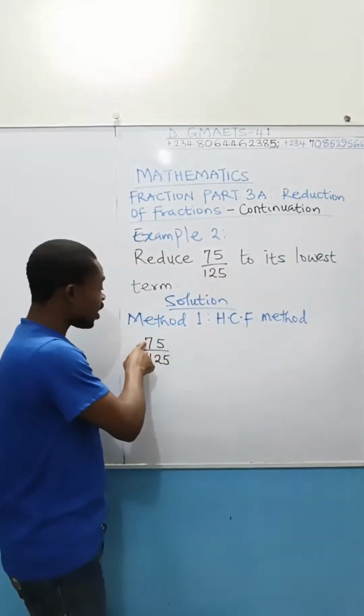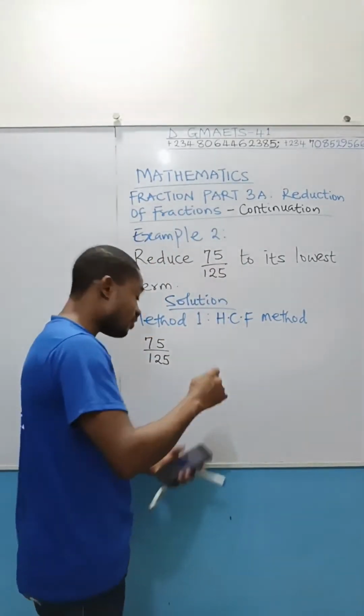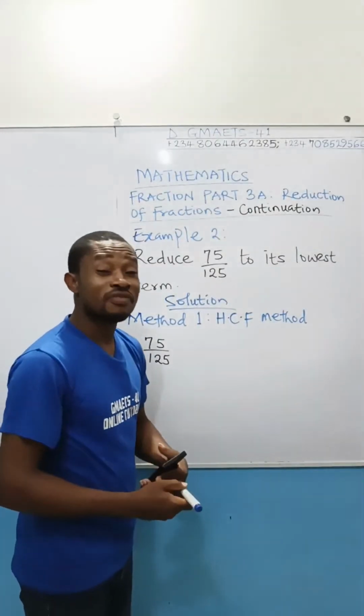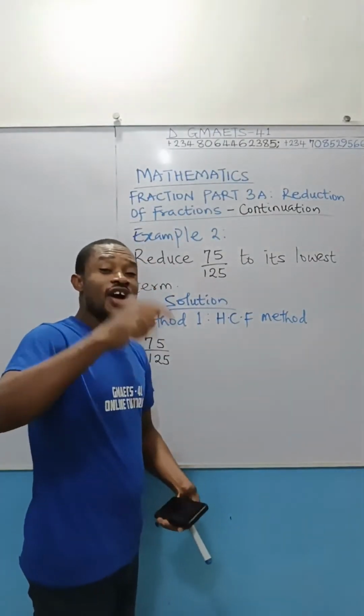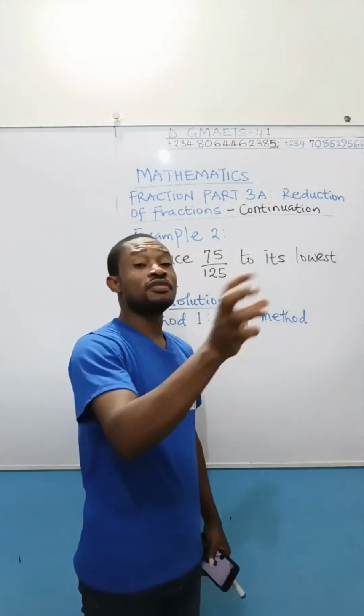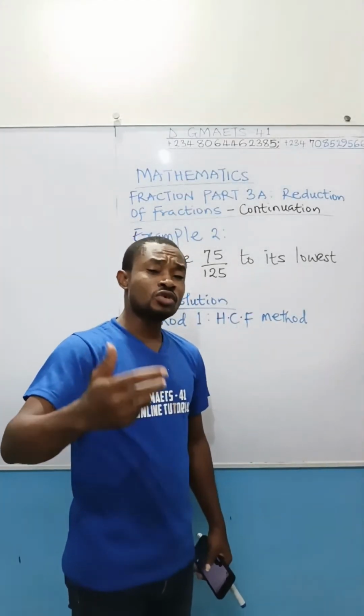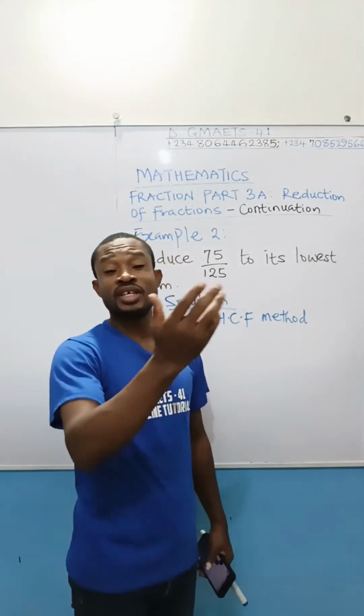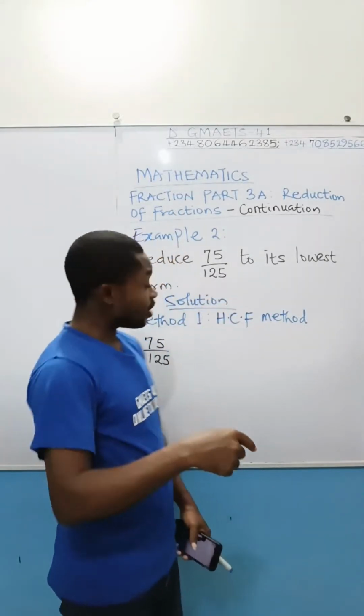So look at this 75, 5 can divide it. And if 5 divides 75, you are going to get 25. That 25, 5 can still divide it again. If 5 divides 25, it will give you 5. So how many 5s have you used to divide 25?